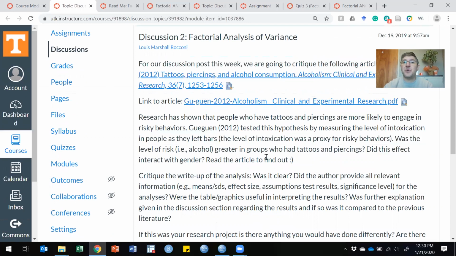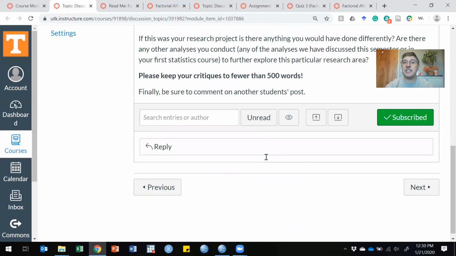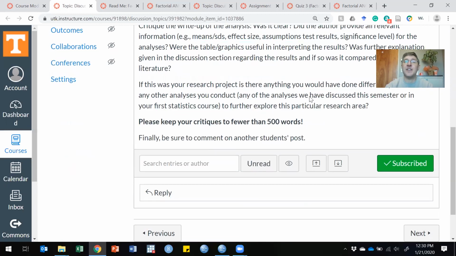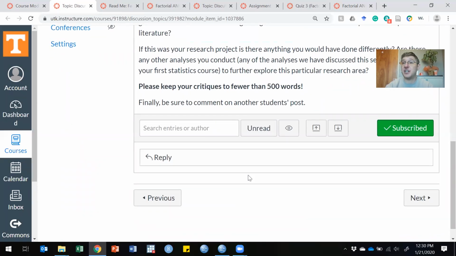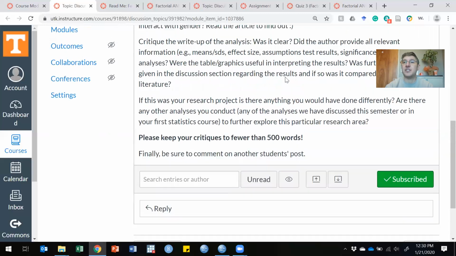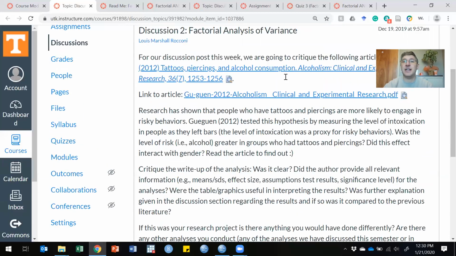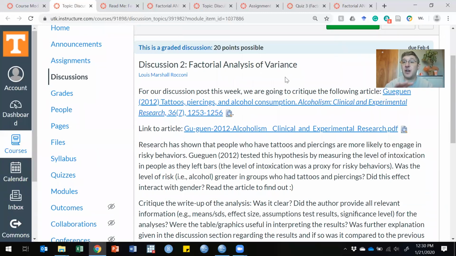I want you to read the article and provide a critique. Try to keep the critiques to fewer than 500 words. I don't want these to get out of hand. And then post your critique to the discussion board here, so we can see what other people found. Maybe other people caught things you didn't catch. It's interesting to see what everybody else gets out of the article as well. So this is our assignment for the first week.